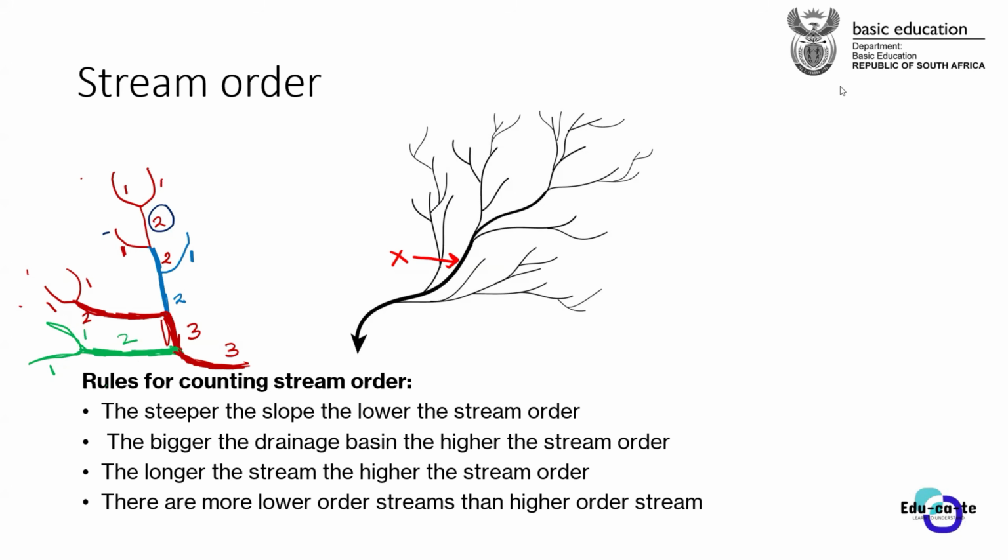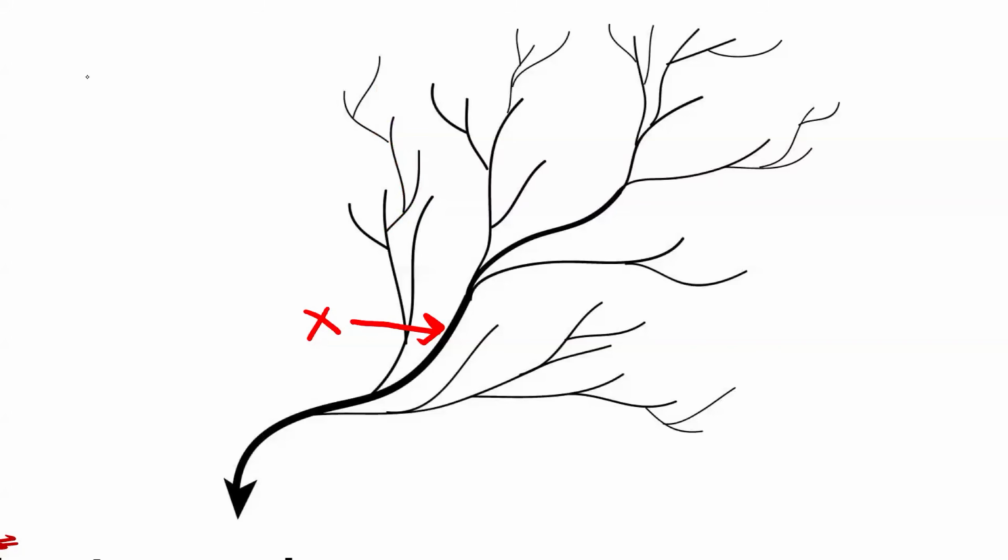Let's just try to do it all together, guys, and start from scratch. We want to try and determine the stream order at this particular point. This is the point X. When I ask what the stream order is here, we are going to do it step by step. We're going to start from the lower order streams, which are the first order streams, until we reach the higher order ones.